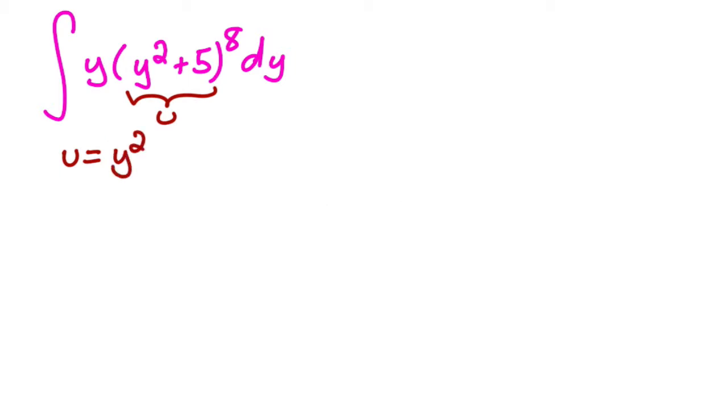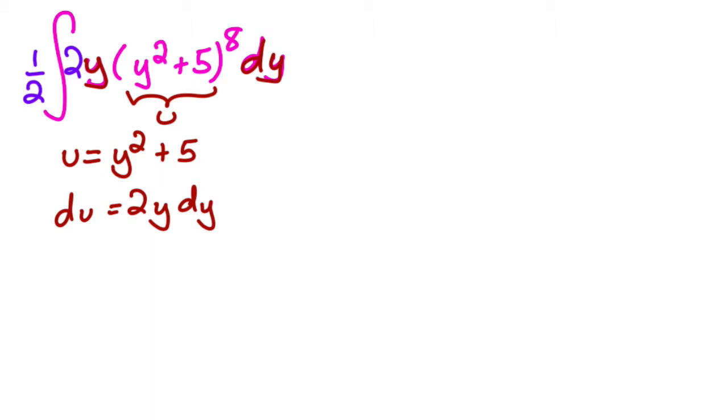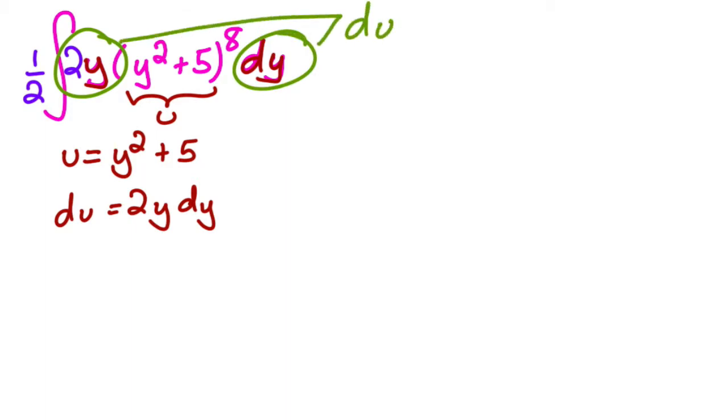Because if you let u equal y squared plus 5, the derivative of that is 2y dy, and you have that right here. You have a y dy, so all you need to do is multiply by a 2, and then you'll divide by 2 on the outside. And so, easy peasy, no problem. Here we have du, and so when I rewrite this, this is going to be 1/2 the integral of, here I have u to the 8th du.